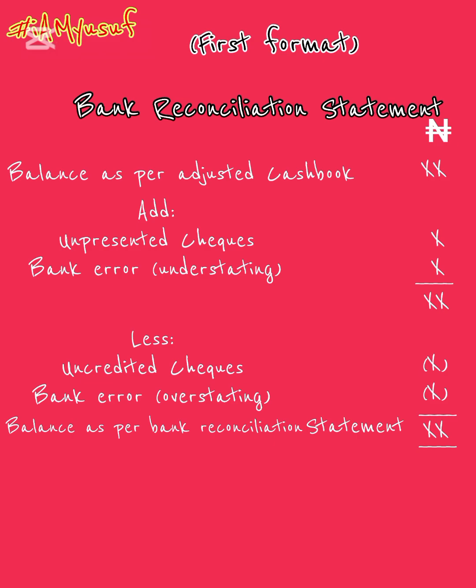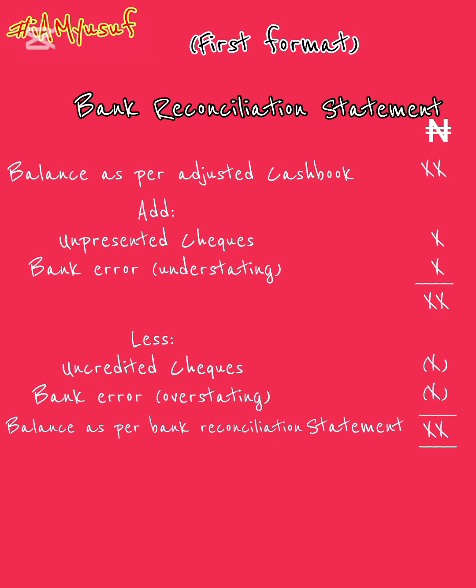In the bank reconciliation statement, you can see the balance as per adjusted cash book. That balance carried down, brought down, you get it from your adjusted cash book. You bring it here. You add things like unpresented checks. If there is any bank error that is understating, you get the idea anyway, something that was reducing more than what you have in your account, you have to add that part. They did not add it, so you have to add it.